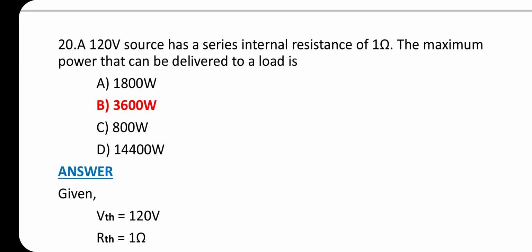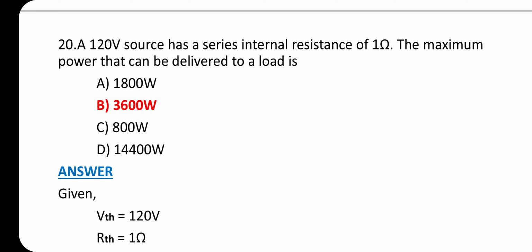Question number 20. A 120 volt source has a series internal resistance of 1 ohm. The maximum power that can be delivered to a load is. Answer is option B, 3600 watt. The maximum power theorem for DC circuit states that when the load resistance RL equals the Thevenin equivalent resistance RTH, then maximum power is transferred to the load.